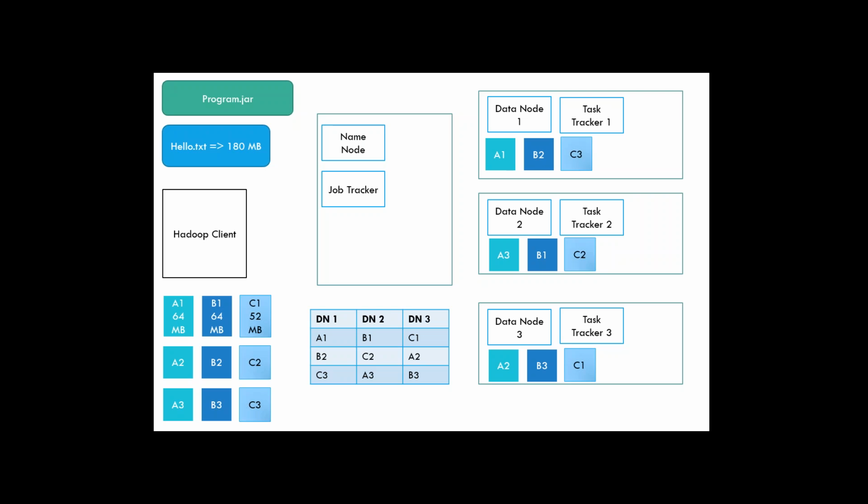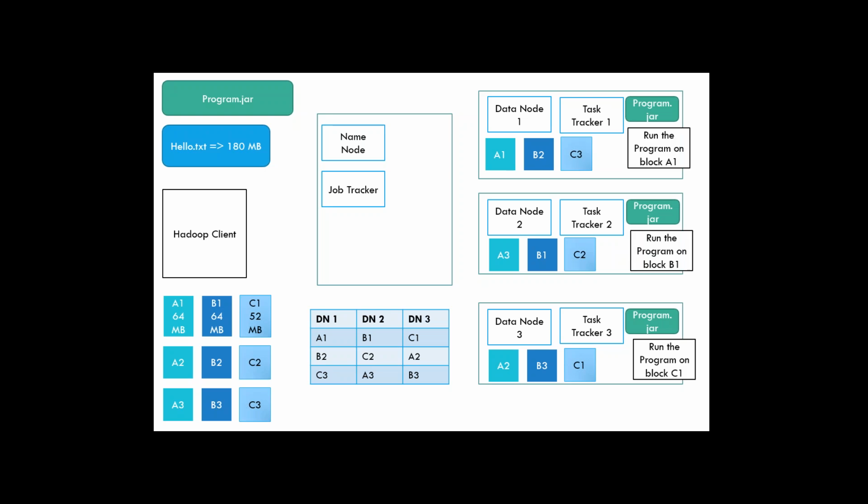The next step the job tracker does is distribute this program.jar to all the task trackers as a whole. This program.jar file is not split or processed in any way. It is given as it is, as a complete chunk, to task trackers 1, 2 and 3.